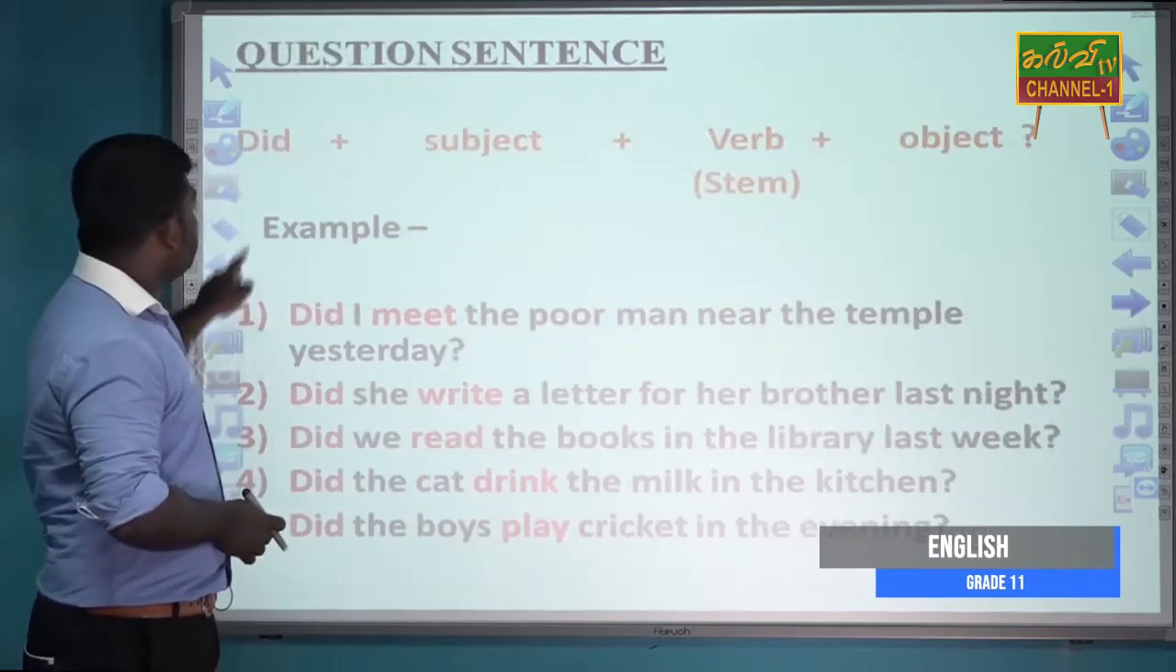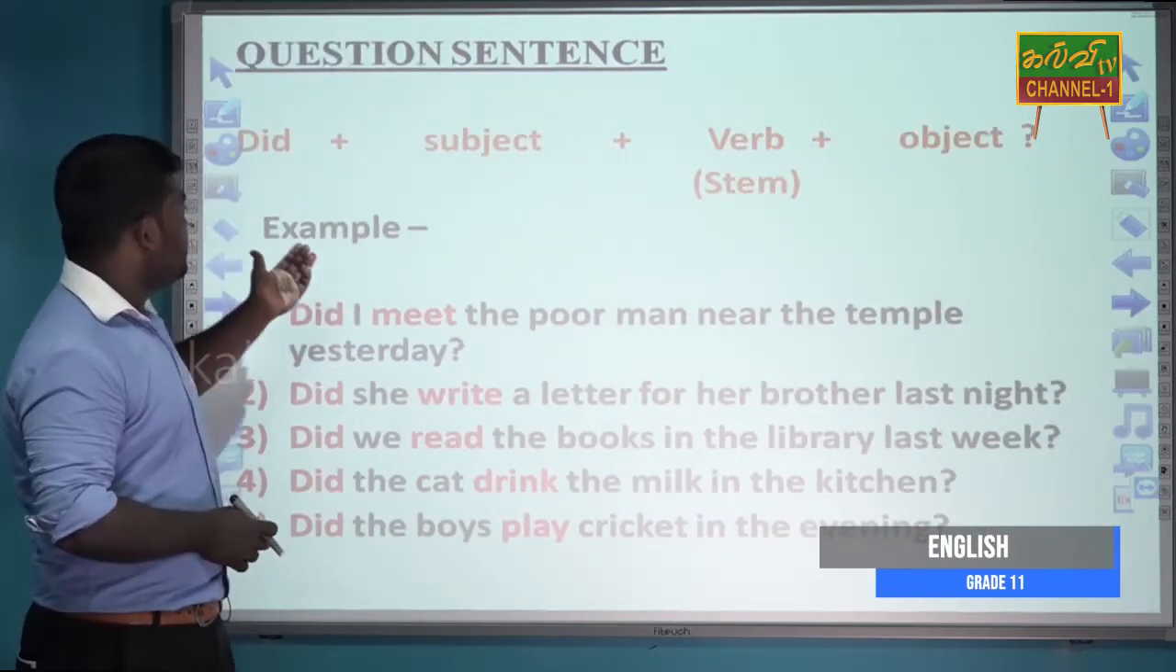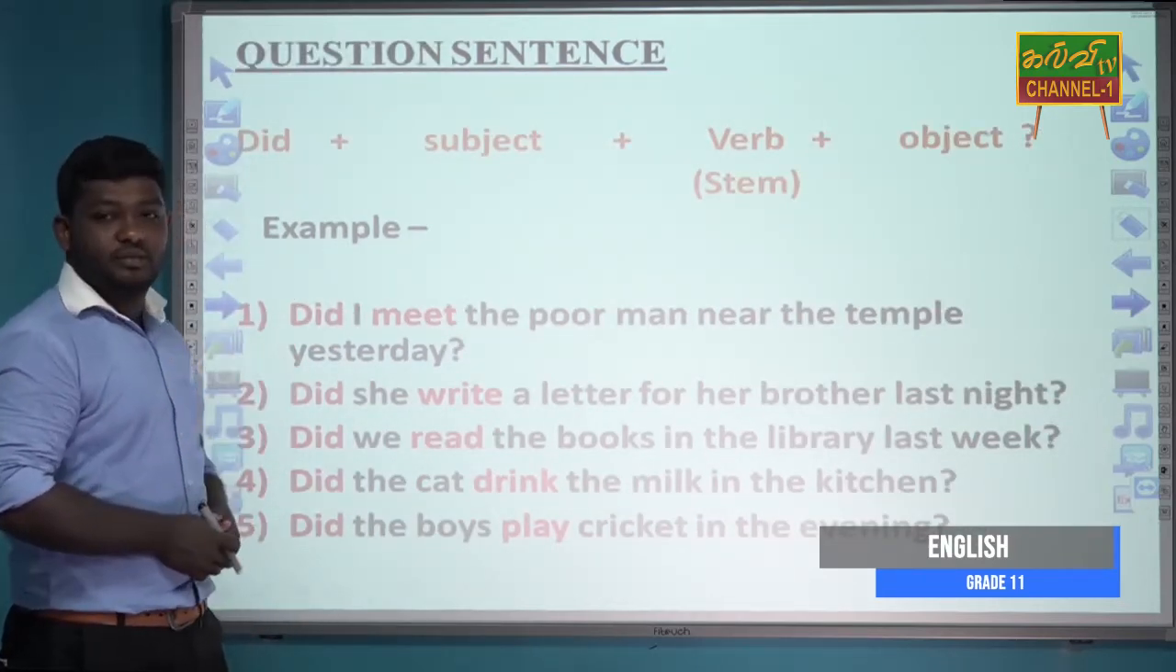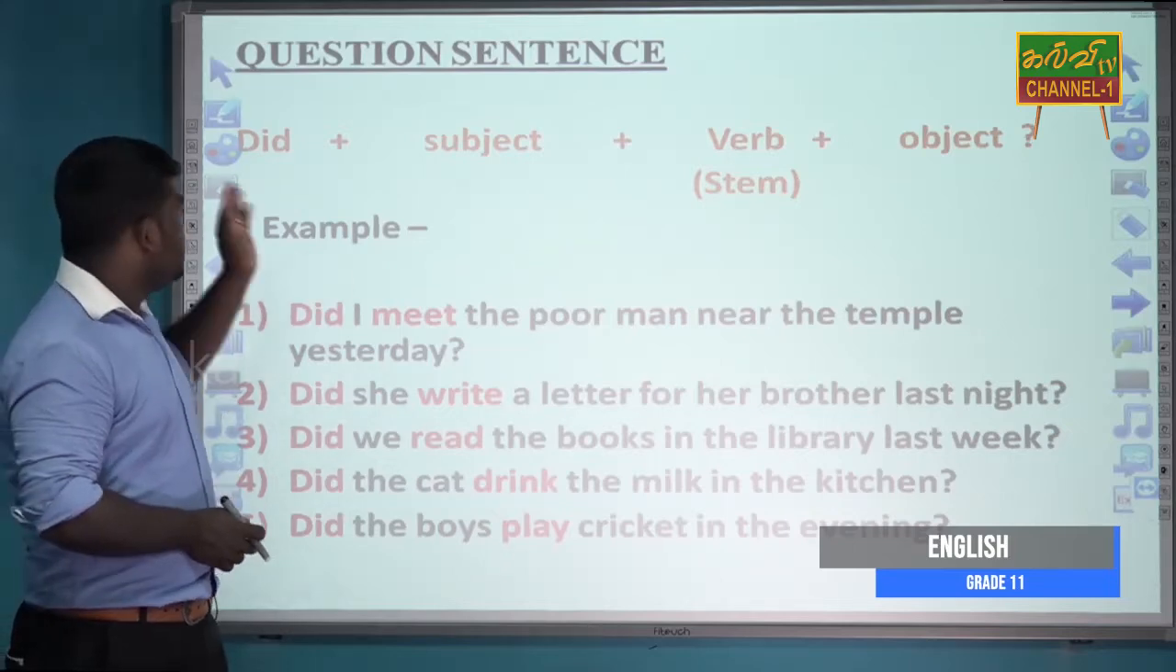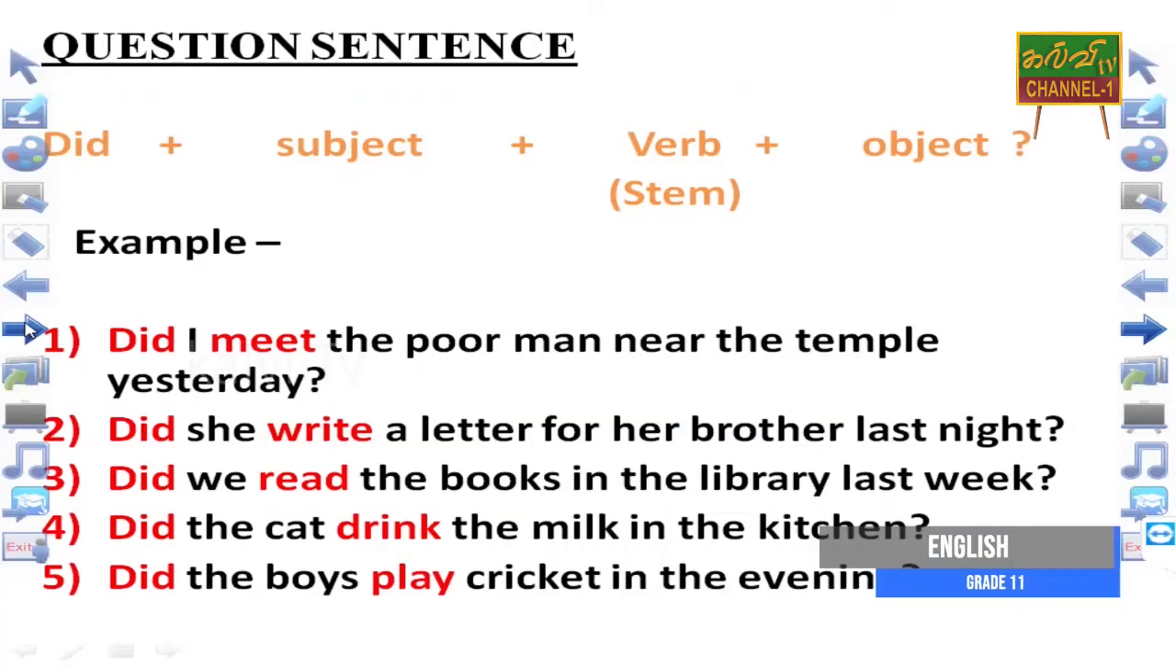ஸோ அடுத்தது கொஷின் சென்டென்ஸ் நீங்கள் பார்க்க இங்கே நாங்கள் என்ன செய்ய போகிறோம்டா டிட்டை தூக்கி சப்ஜெக்ட்டுக்கு முன்னால் எழுத போகிறோம். அப்போ டிட்டோட சப்ஜெக்டோட வேர்போட ஆப்ஜெக்ட். அப்போ இங்கே டிட் வார. Did I meet the poor man near the temple yesterday? meet meetக்கு ஸ்டெம். Did she write a letter for her brother last night? write wroteக்கு ஸ்டெம். Did we read the books in the library last week?